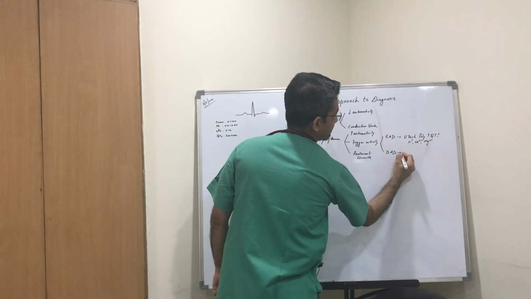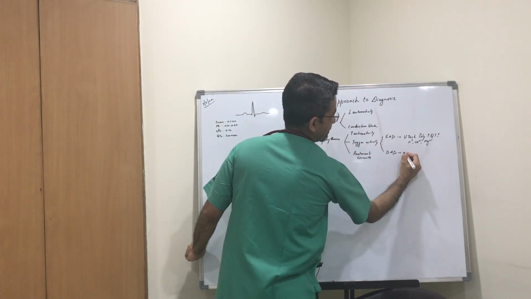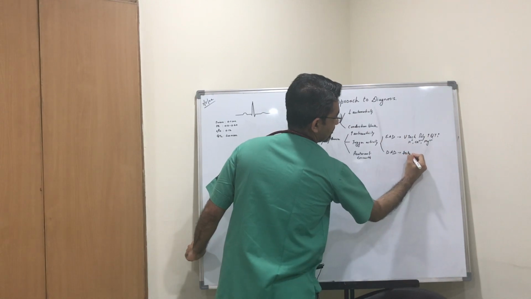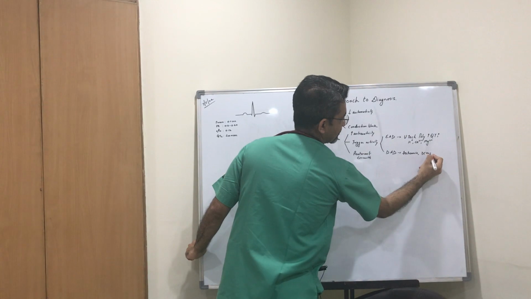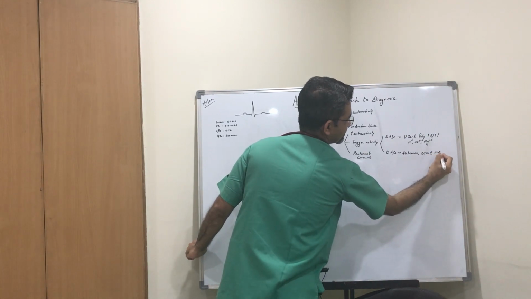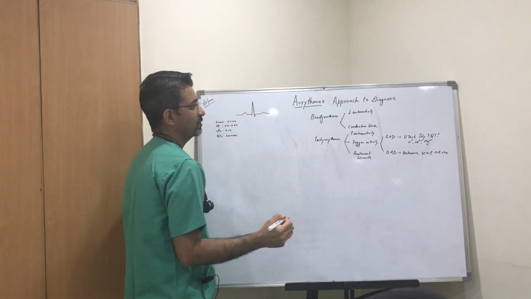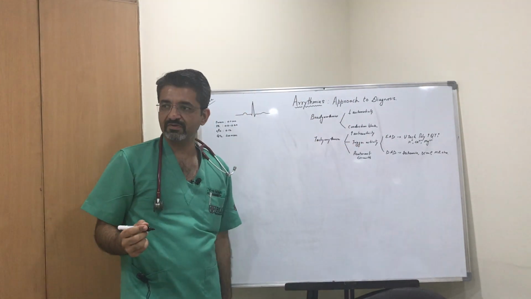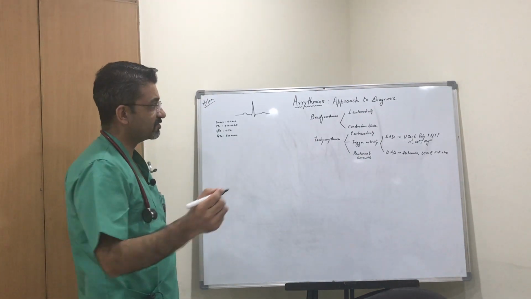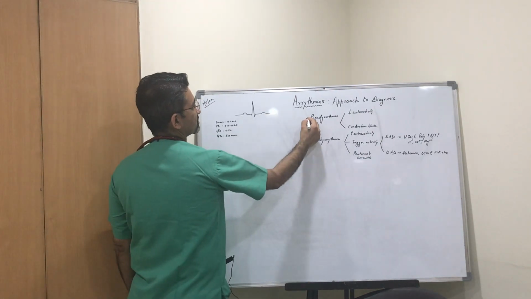Then in delayed afterdepolarization, we had ischemia, dilated cardiomyopathy, mitral regurgitation, etc. Right? So these were the basis of development of arrhythmias. So we'll start with bradyarrhythmias first.